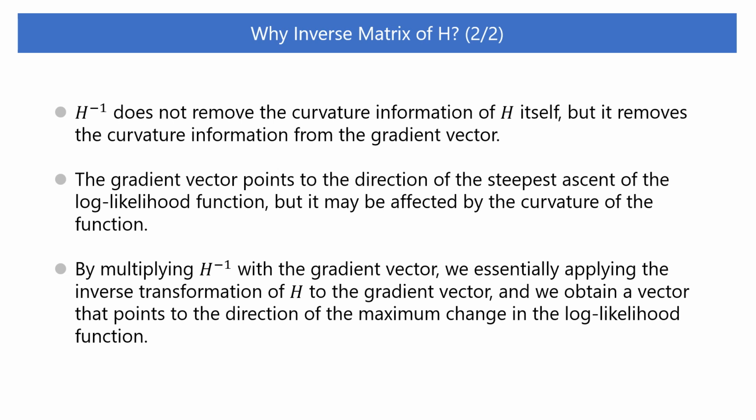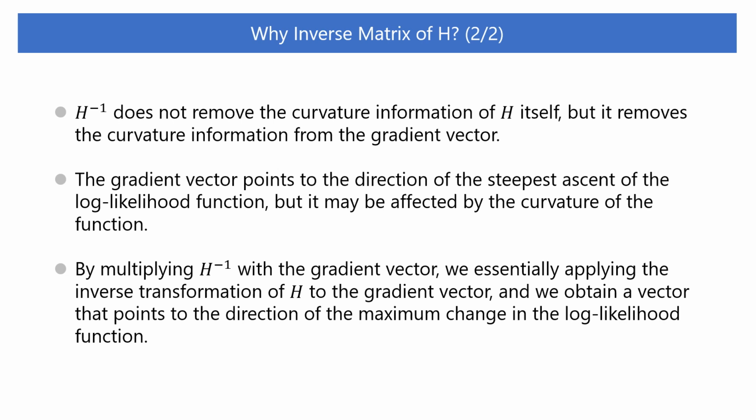We should know that the inverse matrix of the Hessian matrix does not remove the curvature information of the Hessian matrix itself, but it removes the curvature information from the gradient vector. The gradient vector is the vector that points to the direction of the steepest ascent of the log likelihood function, but it may be affected by the curvature of the function.